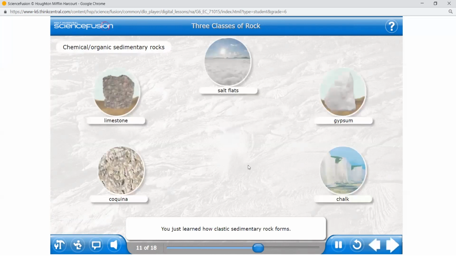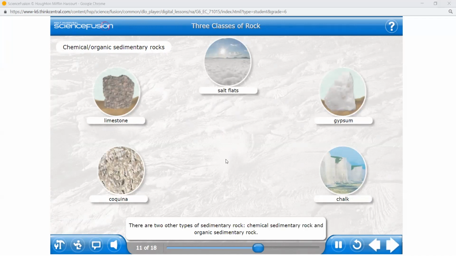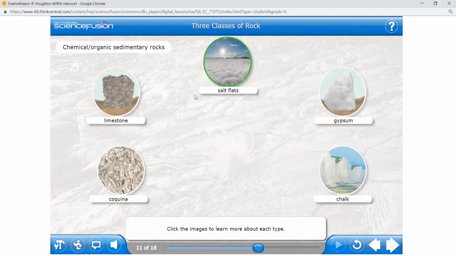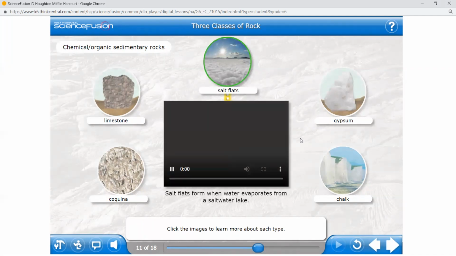You just learned how clastic sedimentary rock forms. There are two other types of sedimentary rock, chemical sedimentary rock and organic sedimentary rock. Click the images to learn more about each type. I told you, right, girls? Salt flats, these are chemical. And I told you coquina is organic, which has mollusks inside. Now again, just see this so that you revise it.